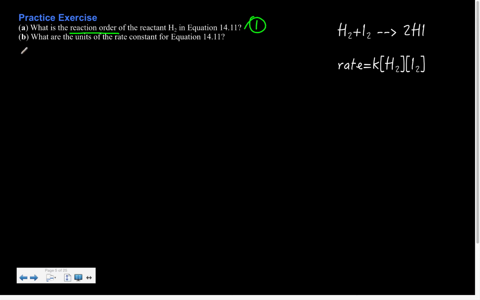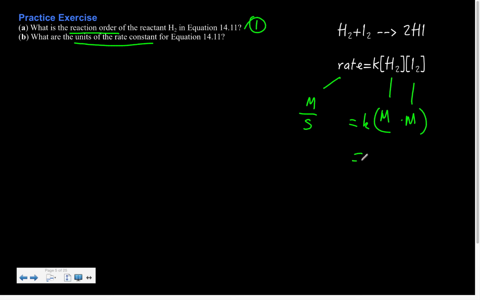Okay? So what are the units of the rate constant for equation 14.11? So that's the one thing we skipped over in the last one. But we know that rate is going to be molarity per second. We know that this is units of molarity, and this is units of molarity. So we have molarity times molarity times k has to equal that, which means that this is molar squared.